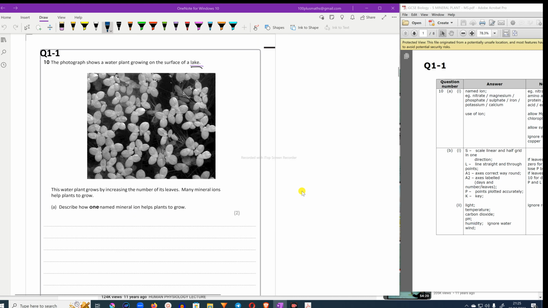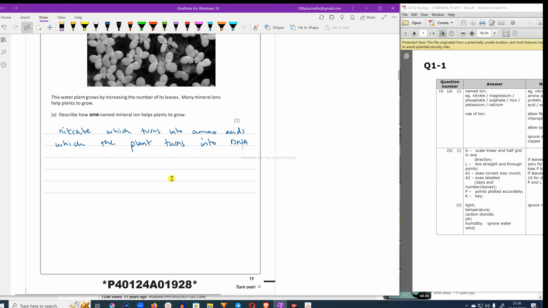So the one that I always look for is nitrate, which turns into amino acids, which the plant turns into just say DNA or a nucleus.